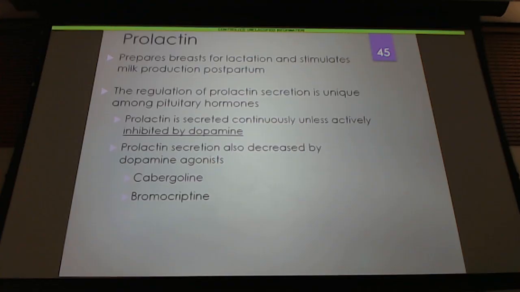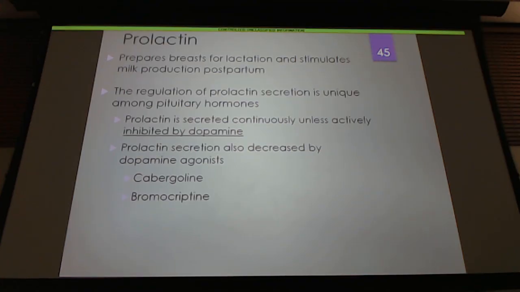The regulation of prolactin is unique. It's actually inhibited by dopamine. So if dopamine wasn't there, prolactin would be continuously secreted. But we have dopamine that inhibits it. So the cool thing to remember for treatment of prolactinoma is that we're going to go to a pill first. And we have these dopamine agonists that we use for treatment.